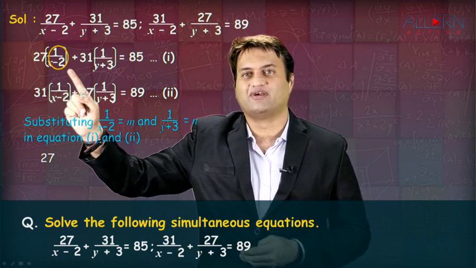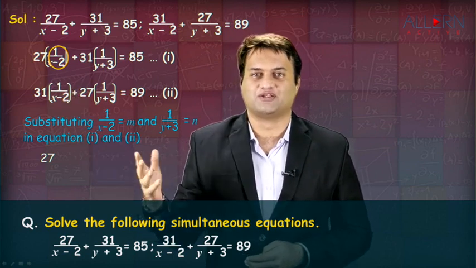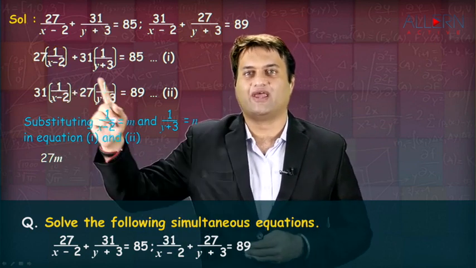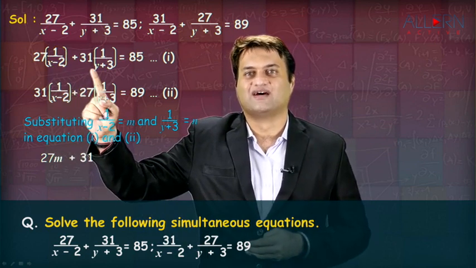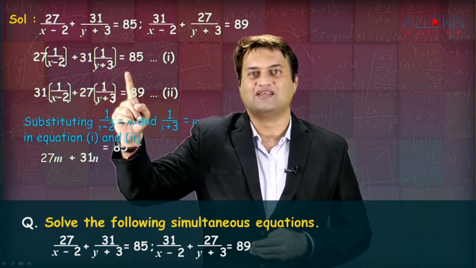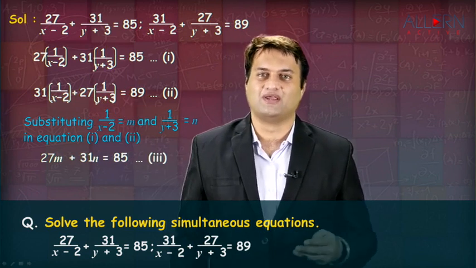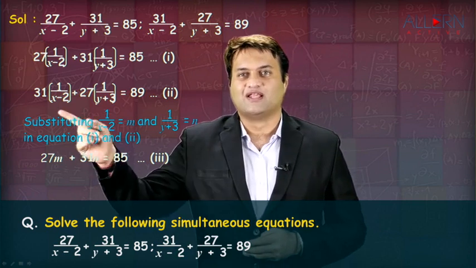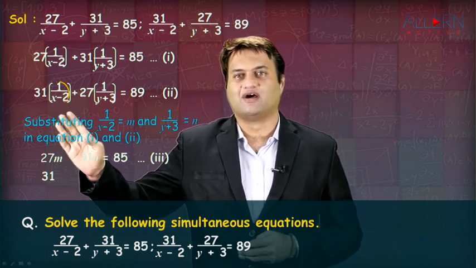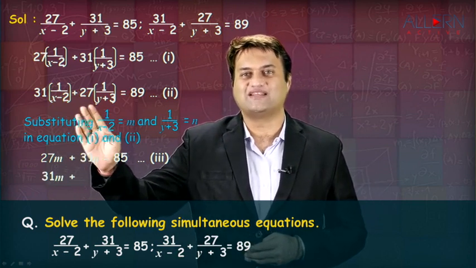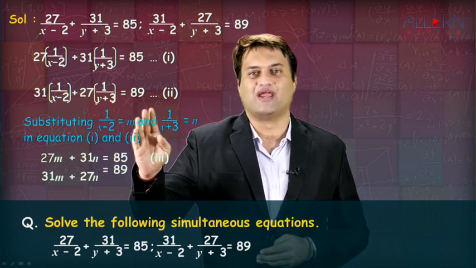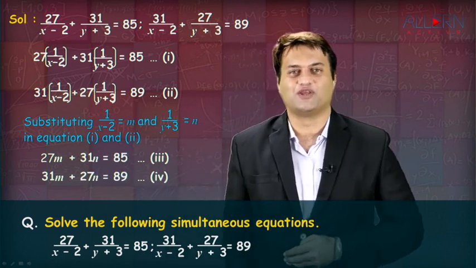In the first equation, let us substitute. We get 27. In place of 1 upon x minus 2, you write m. So, it's 27m plus 31n is equal to 85. Let this be the third equation. Let's do it in the second equation now. 31m plus 27n is equal to 89. Let this be the fourth equation.